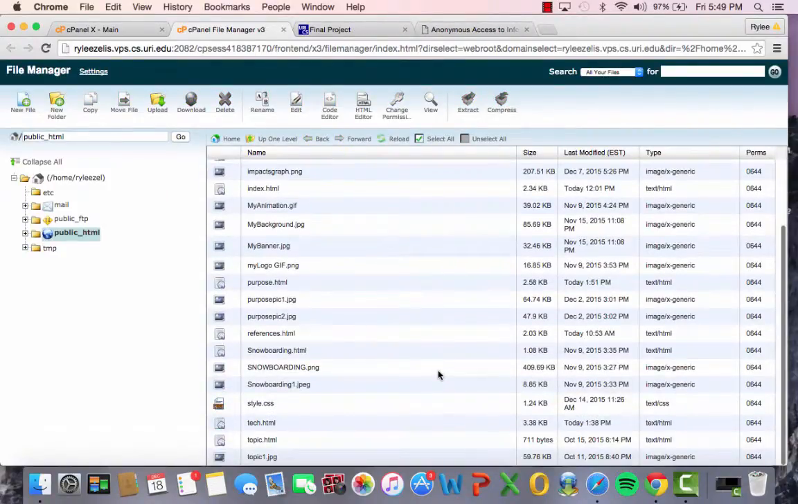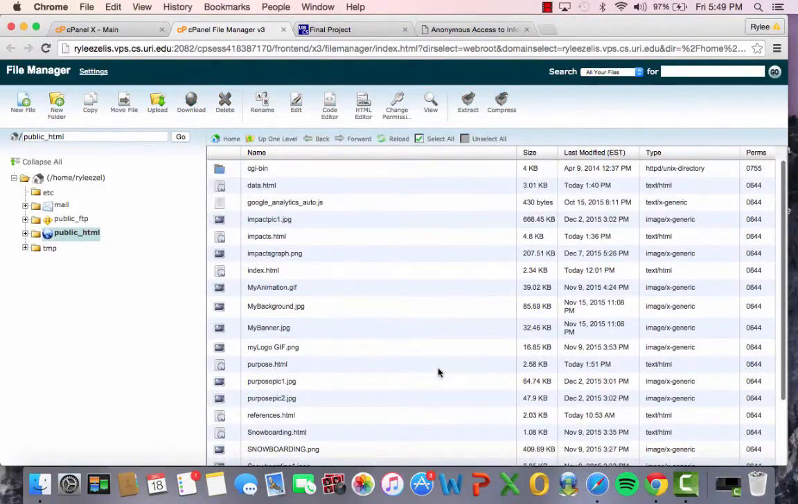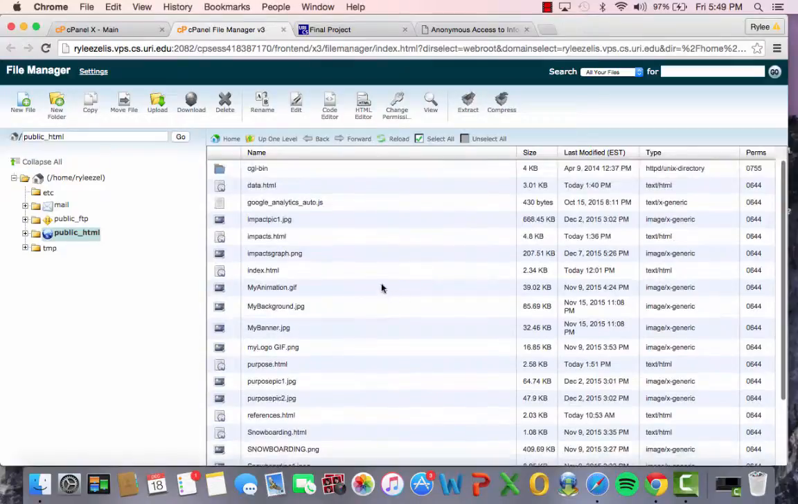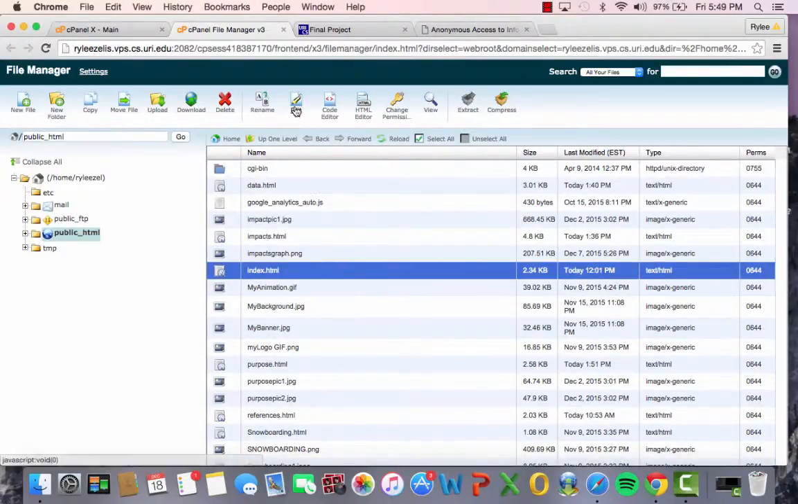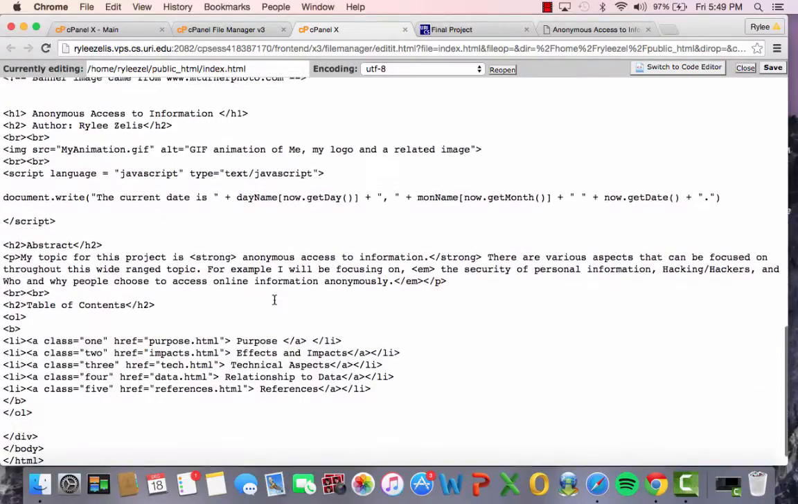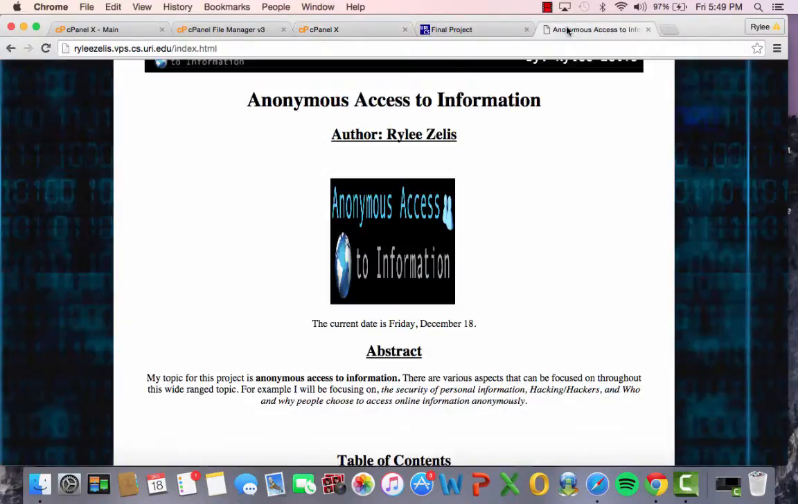We went to File Manager, and we were able to locate and view a bunch of different HTML topics and tags we had created. For example, my index page, meaning my home page, ended up coding to look like this. And once we saved it, it was switched to this.